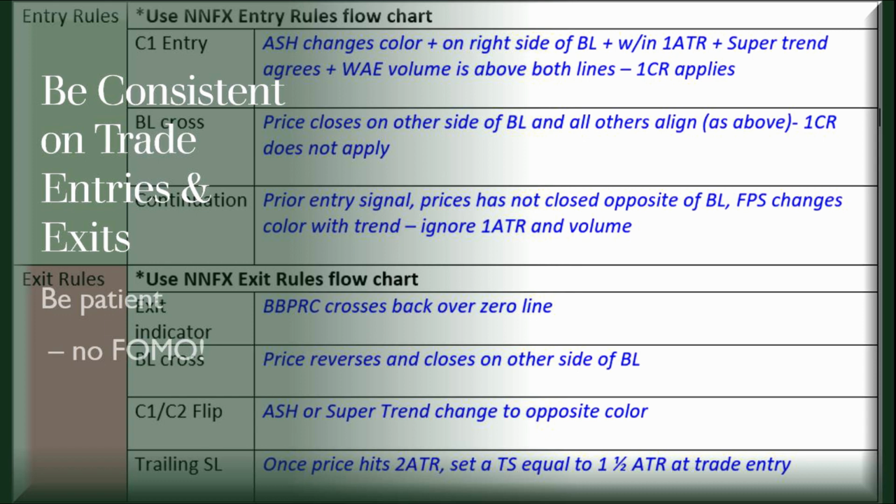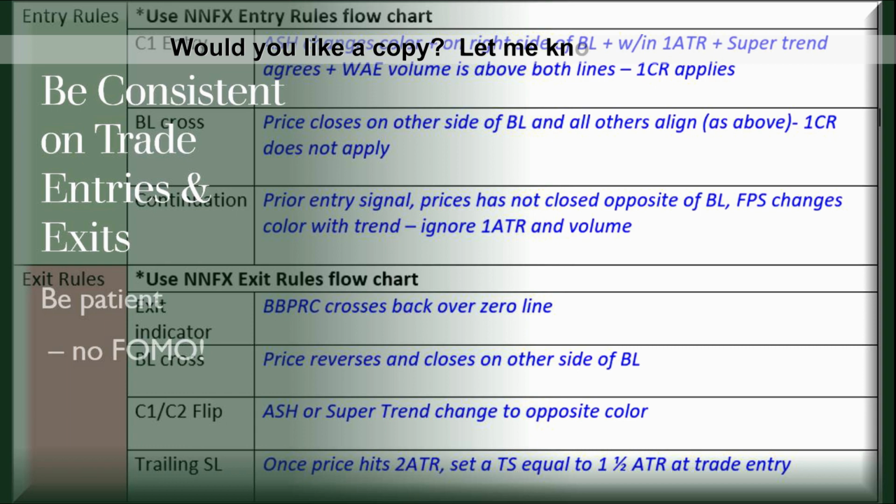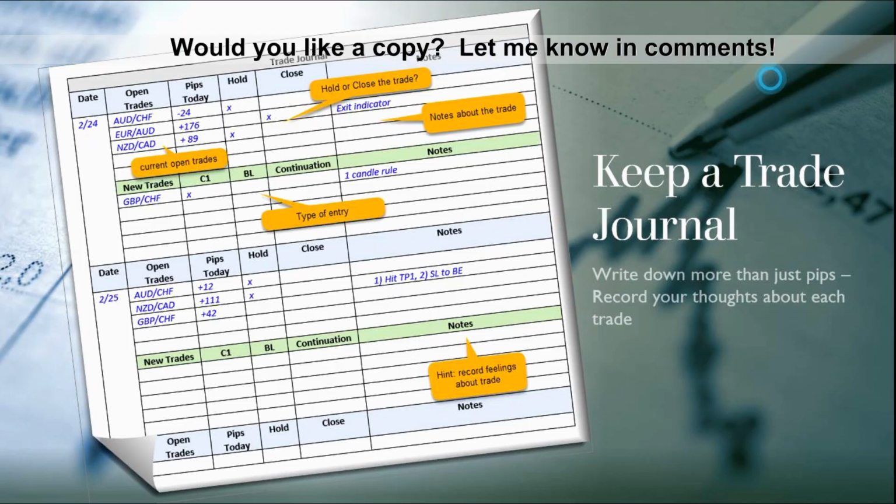Same for your exit rules. What's your exit indicator, and what is it going to look like to serve as a signal to get out? Likewise, a baseline cross, maybe your C1, C2 flip, or if you do use any kind of trailing stop. So again, I have this sucker printed out and plastered right in front of me. So before I make a move, even though I know these things, I know them, but I don't always remember them. Does that make sense? So I have to recheck and check this little cheat sheet and keep me honest.